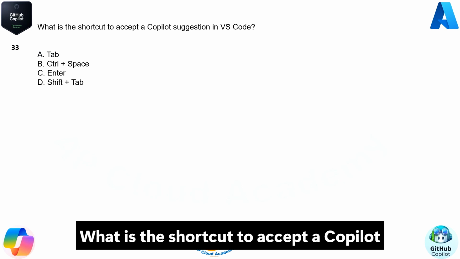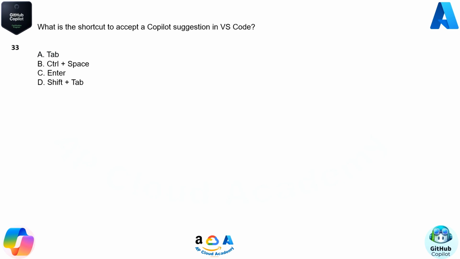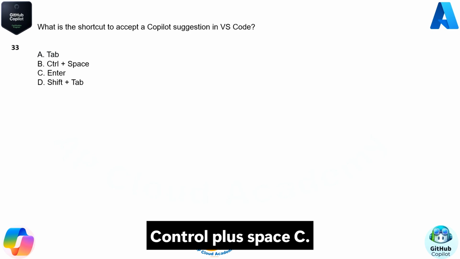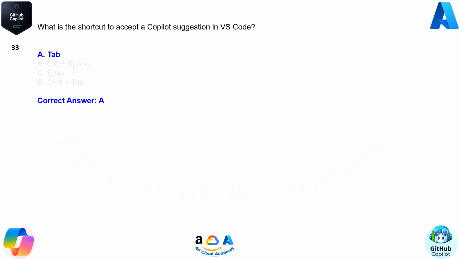What is the shortcut to accept a Copilot suggestion in VS Code? A. Tab. B. Control plus space. C. Enter. D. Shift plus Tab. Correct answer, A. Tab.